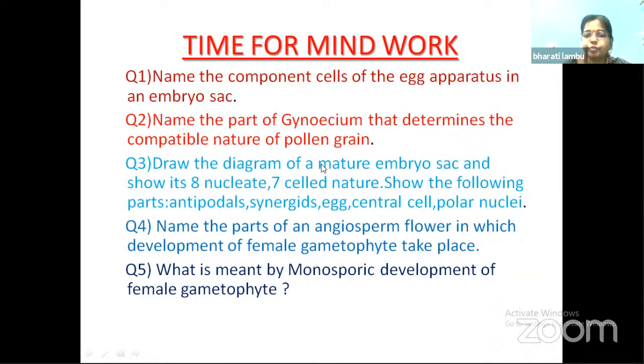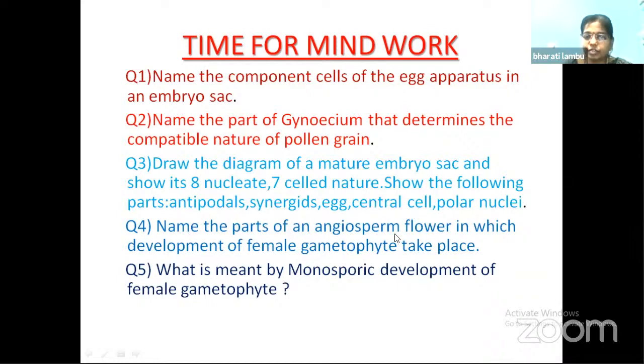Draw the diagram of a mature embryo sac and show its 8-nucleate, 7-celled nature. In the mature embryo sac, 8 nuclei are present and the 7-celled nature is seen. Show the following parts. The antipodals are present near the chalazal end. The synergids are present near the micropylar end. Then the egg is present near the micropylar end. The central cell is present in the center. The polar nuclei are present inside the central cell.